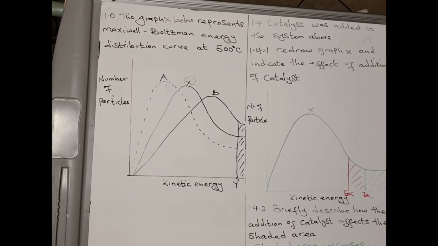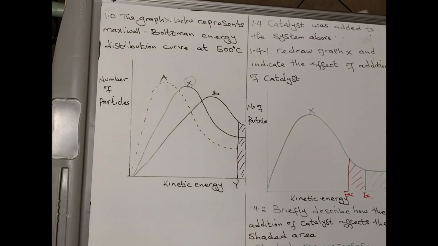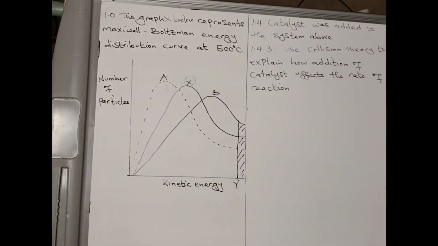So that is the answer. The shaded area increases. So let's go to the next question. Then comes this question 1.4.3. It says, use collision theory to explain how addition of catalyst affects the rate of reaction.